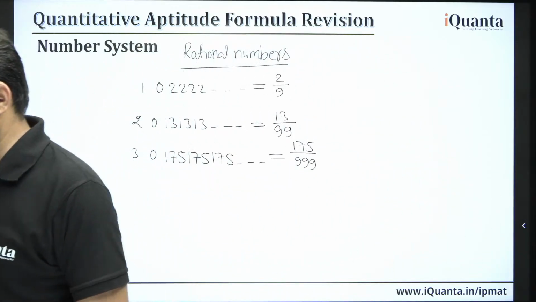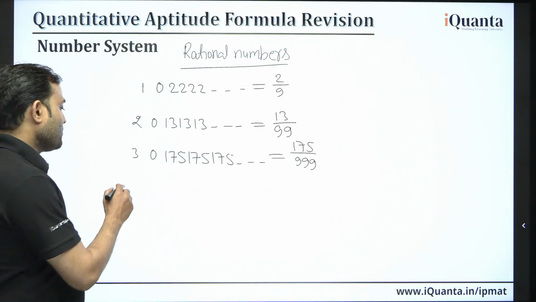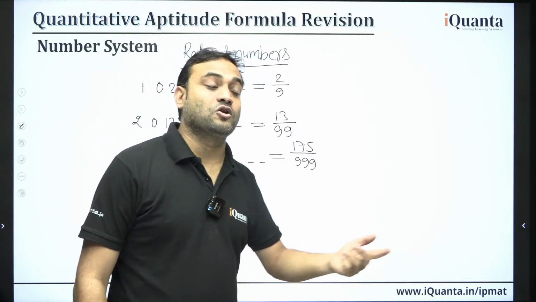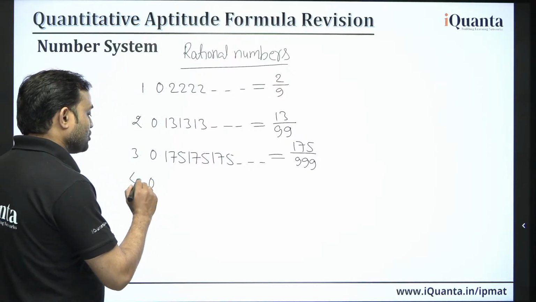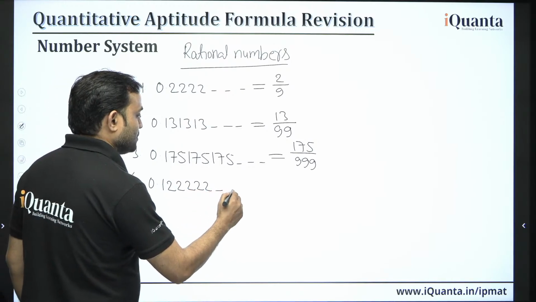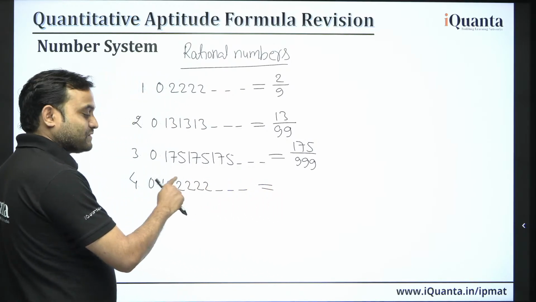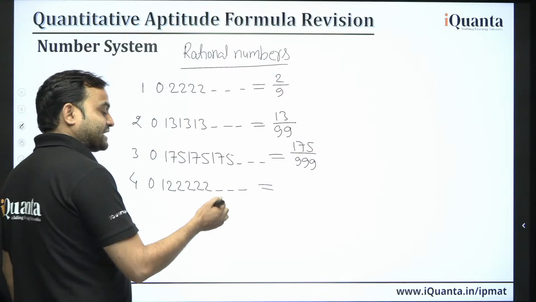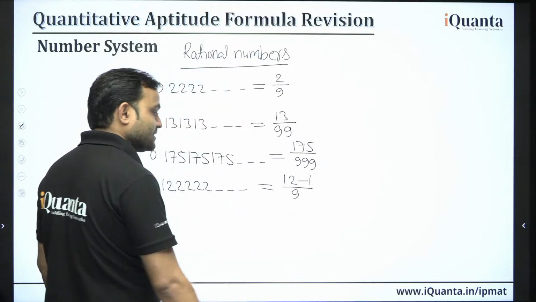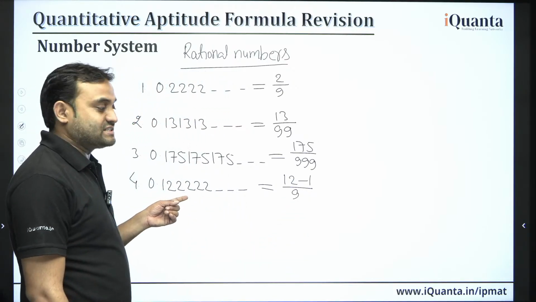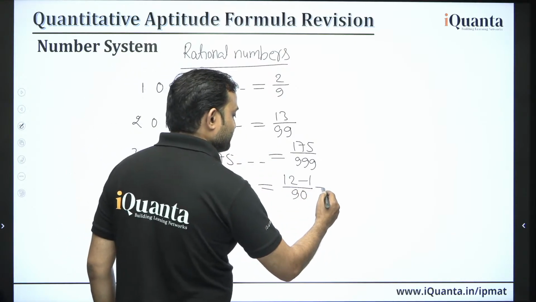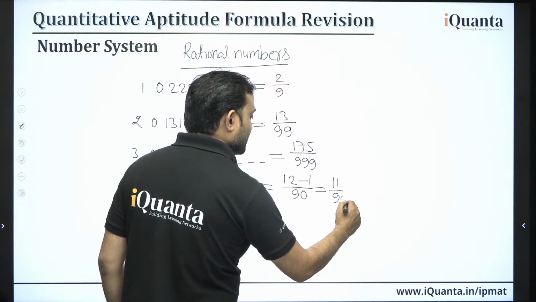Now the fourth one, when some of the digits are repeating themselves and some of the digits are not repeating themselves, say 0.122222. So one digit, 2, is repeating itself, and one digit, 1, is not repeating itself. So write down 12, subtract the digit which is not repeating itself, that is 1. How many digits are repeating itself? 1 digit, so 9. How many digits are not repeating itself? 1, so put a 0 for that. This will be 11 upon 90.